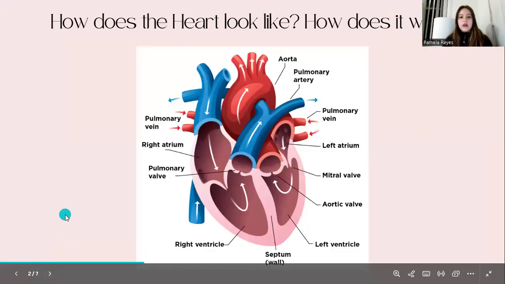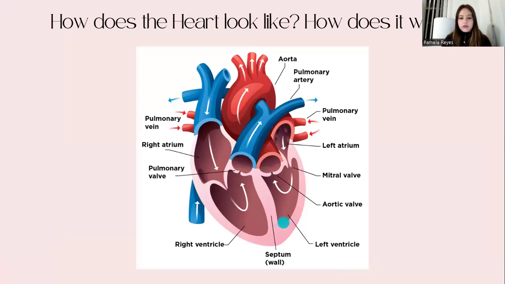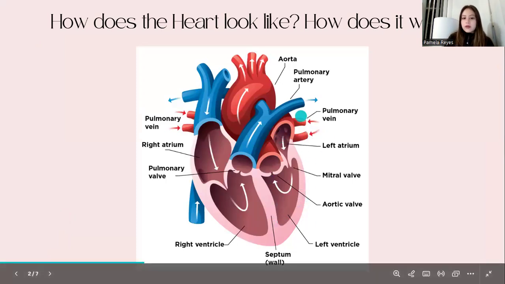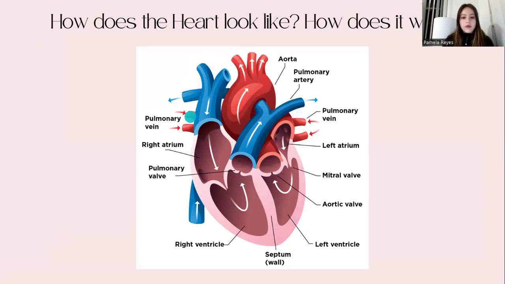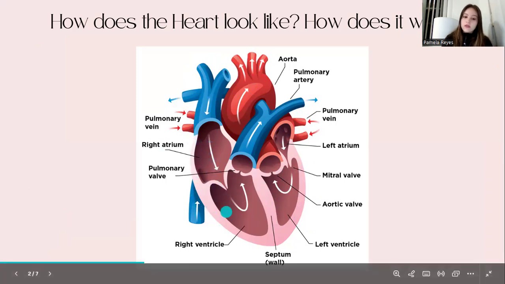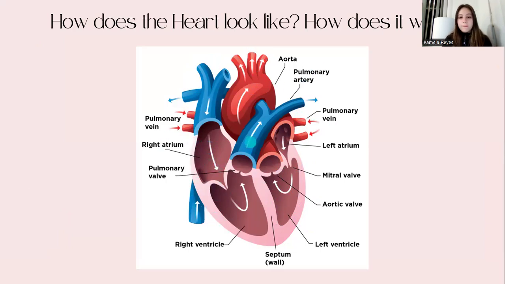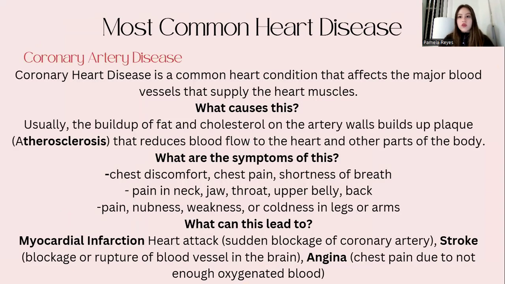So this is how your heart looks, and the general concept of how it works is that the left atrium and the left ventricle take up oxygenated blood from the lungs and pump it into the aorta, which then goes throughout the rest of your body, and then the right atrium and right ventricle pump unoxygenated blood into the lungs through the pulmonary artery.